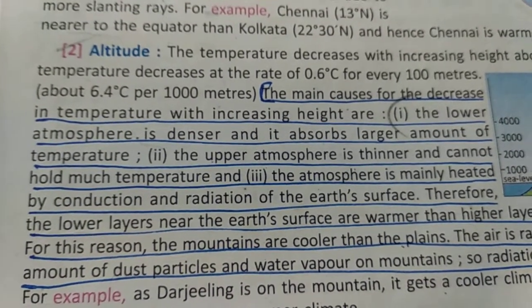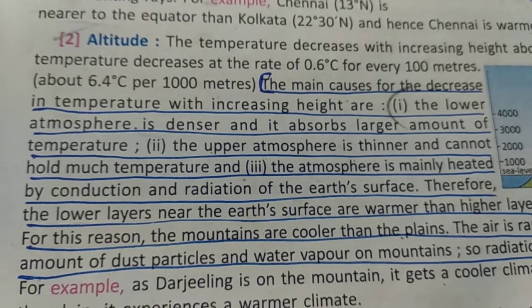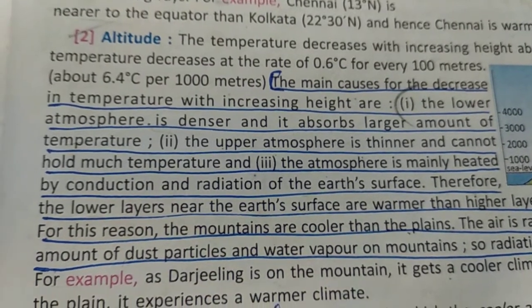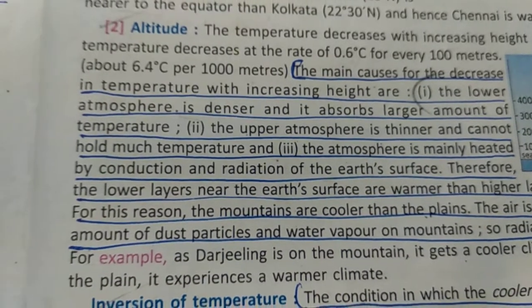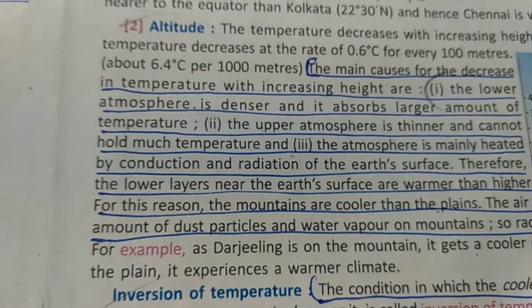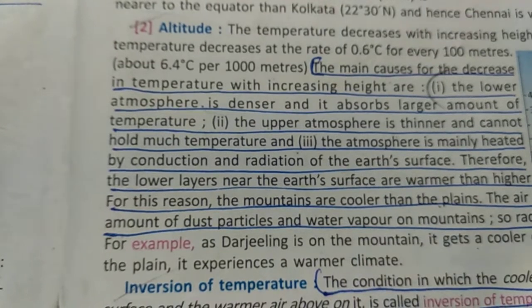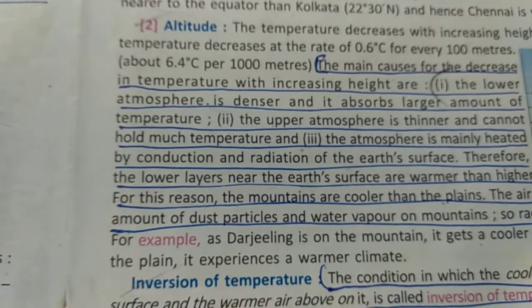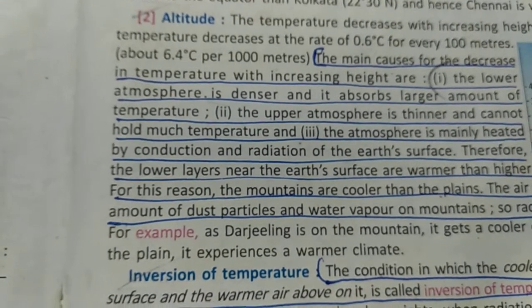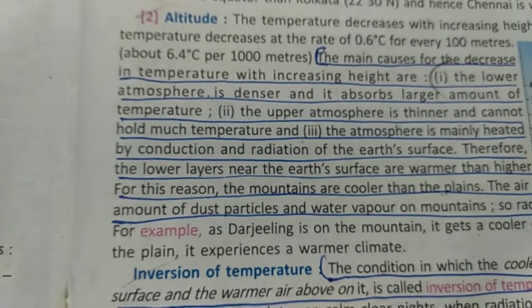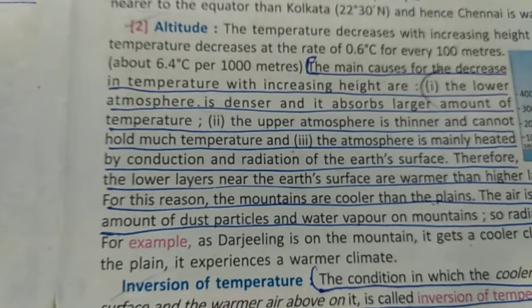Now, what is the main cause? The main cause for the decrease of temperature with increasing height is the lower temperature near the seas. It is denser and it absorbs a large amount of temperature, so it becomes hotter. The upper atmosphere is thinner and cannot hold much temperature, so it remains cool.